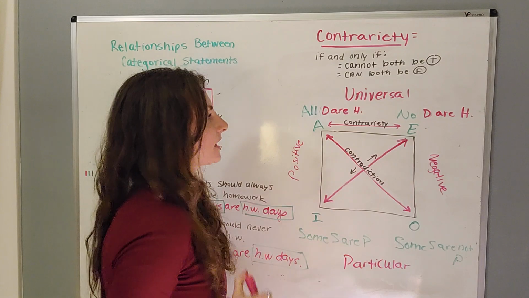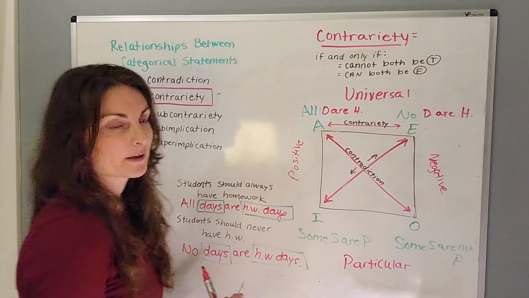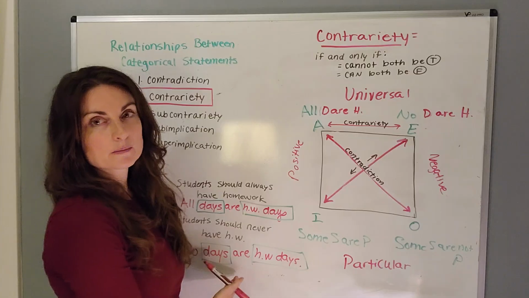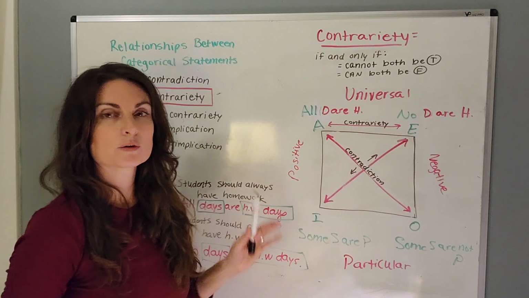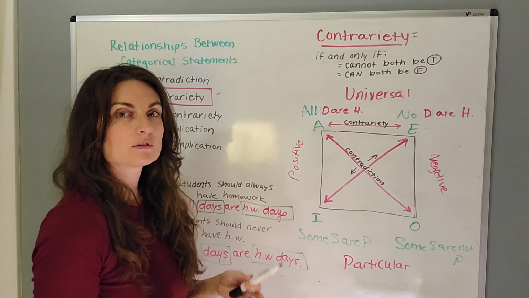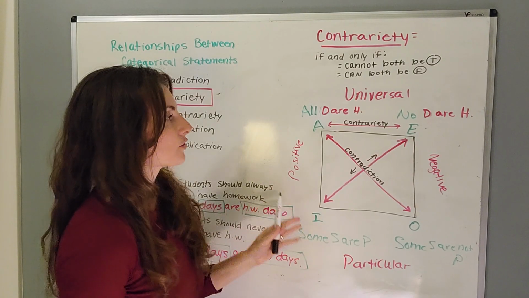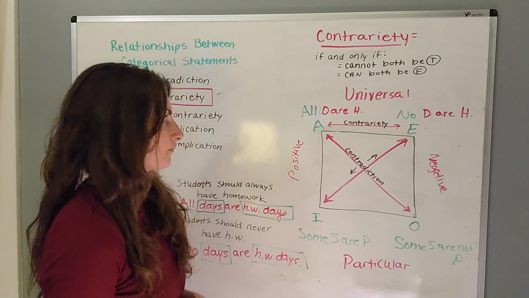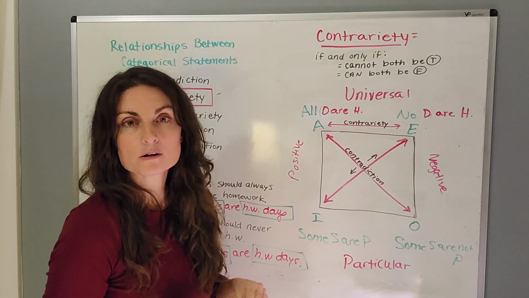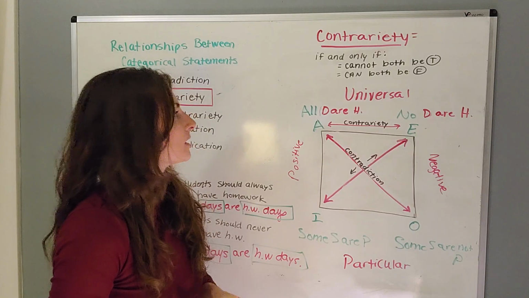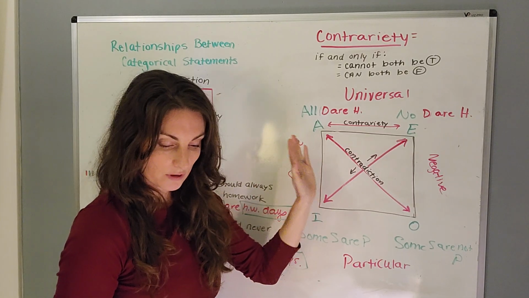So that is an example of taking a common argument or an argument you may be familiar with, translating it, putting it up here into our square of opposition, and then testing its relationship to see if one is true, what does that say about the other one? And yet they could also both be totally wrong. There could be a third option there. So this is it for contrariety.